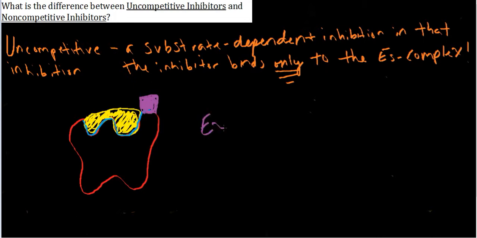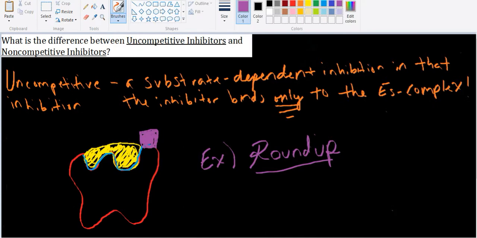And your example is Roundup. Okay, your example for uncompetitive inhibition is Roundup. And that's the chemical that kills shrubs and weeds, so on and so forth. And now we're going to move on to non-competitive inhibition.